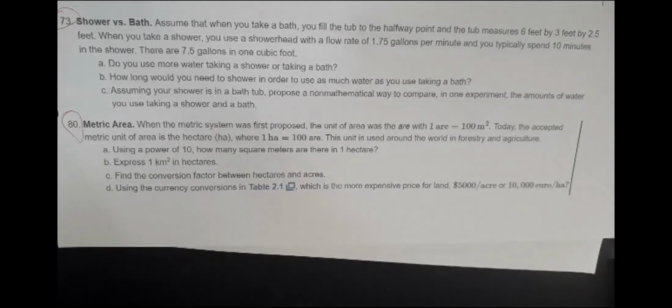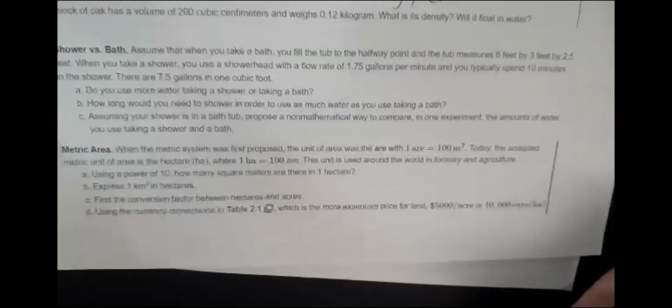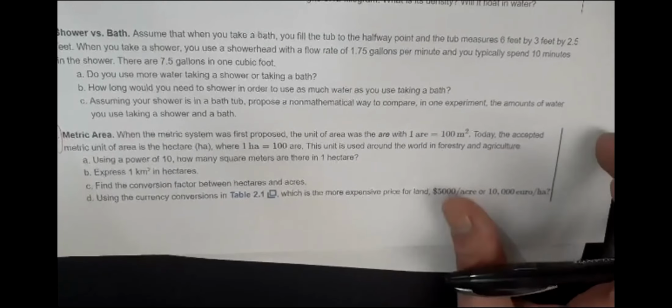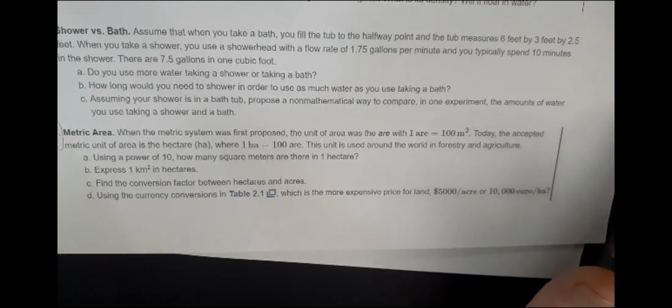When the metric system was first proposed, the unit of area was one. I can't read it. 1 R equal to 100 metric hectare. Hectare is equal to 1,000.